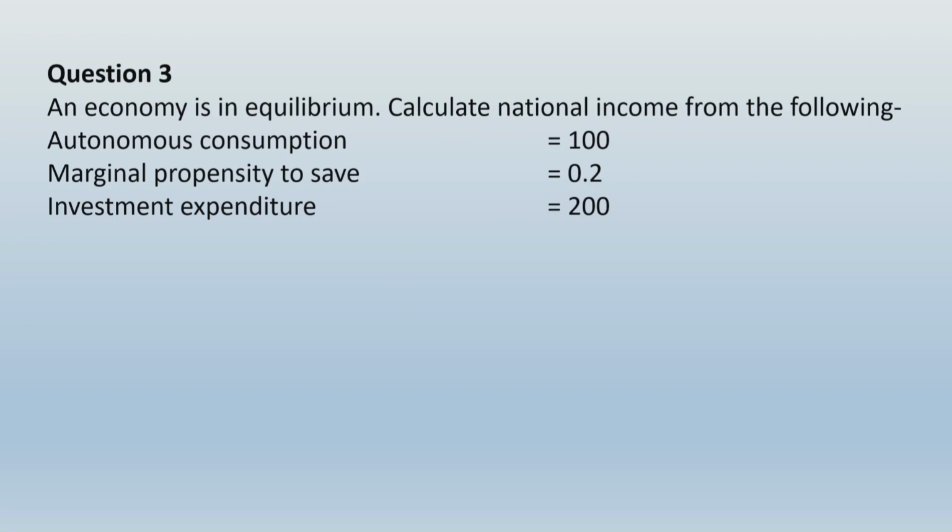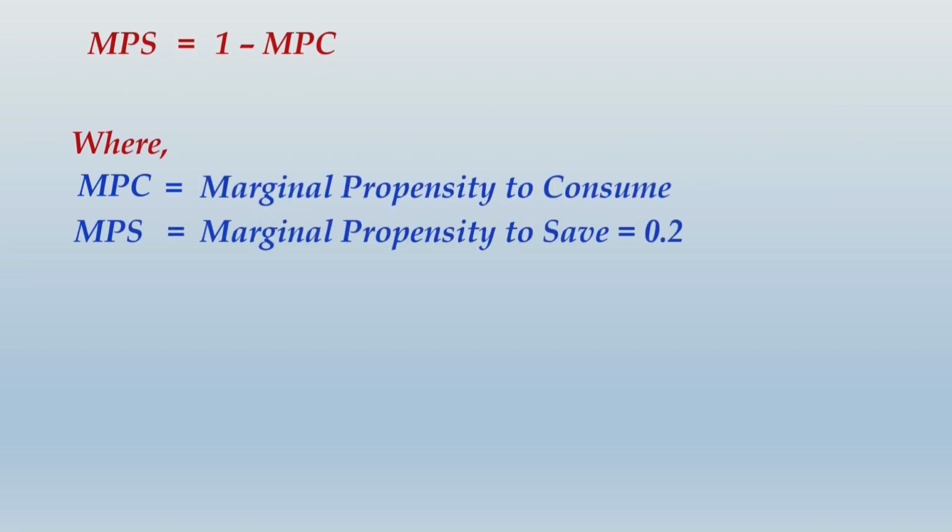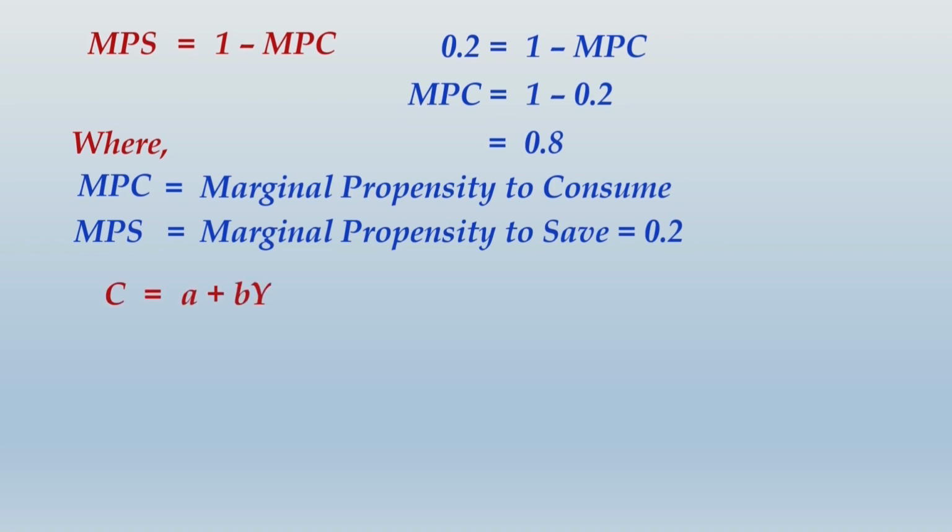So how do you solve this? Very simple. You just have to begin with one thing, that marginal propensity to save is 1 minus the marginal propensity to consume. So you may define the variables, and if marginal propensity to save is 0.2, marginal propensity to consume will be 1 minus 0.2, that will be 0.8. Then the main equation over here will be C equals to A plus B into Y.